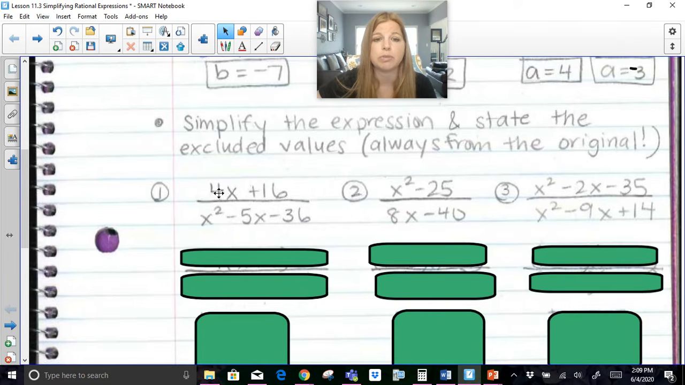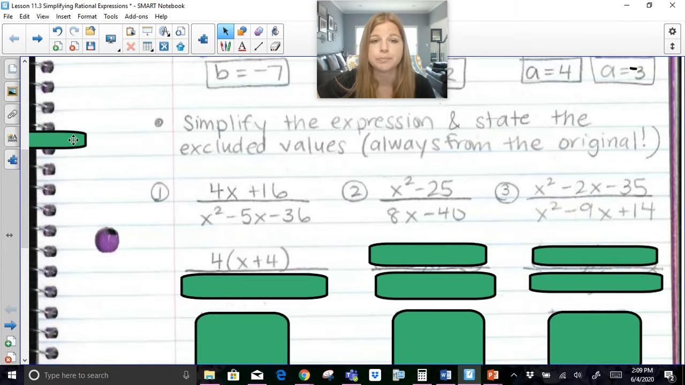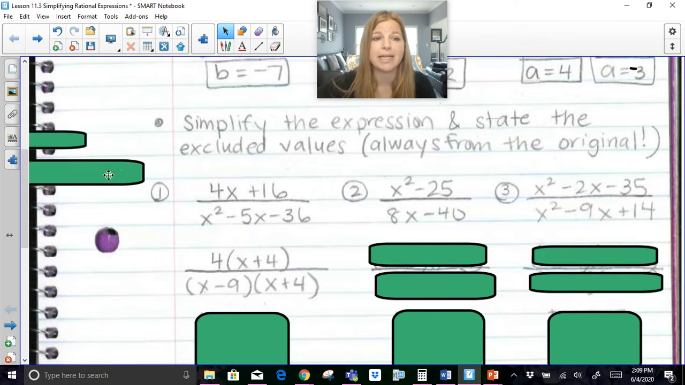So here in this first one, 4x plus 16, it's a binomial. It's not a difference of squares. There is a GCF of 4. So I'm going to go ahead and factor out a 4 as my GCF, and then in the parentheses, I would have x plus 4. My denominator is the trinomial. What factor pair of -36 is going to add up to give you -5? 1 and 36? No. 2 and 18? No. 3 and 12? No. 4 and 9? Yes. It would have to be a +4 and a -9.